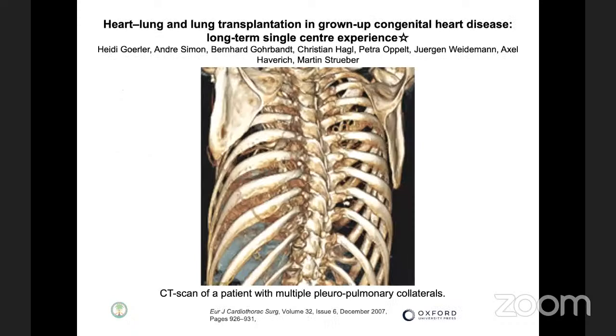Now, this here is one of those pictures of a patient whom we did transplant, but you can see here, all these, if you see my arrow, all these are collaterals to the lung, because this patient had lung perfusion via the collaterals.